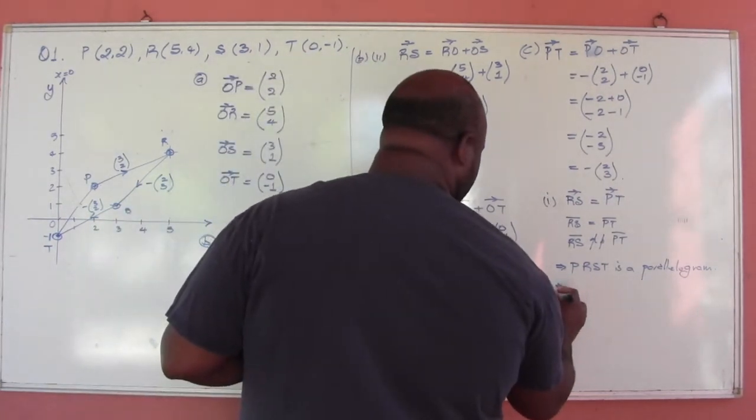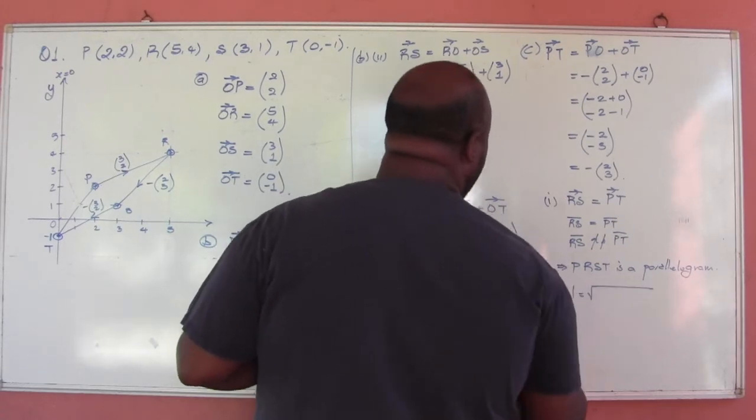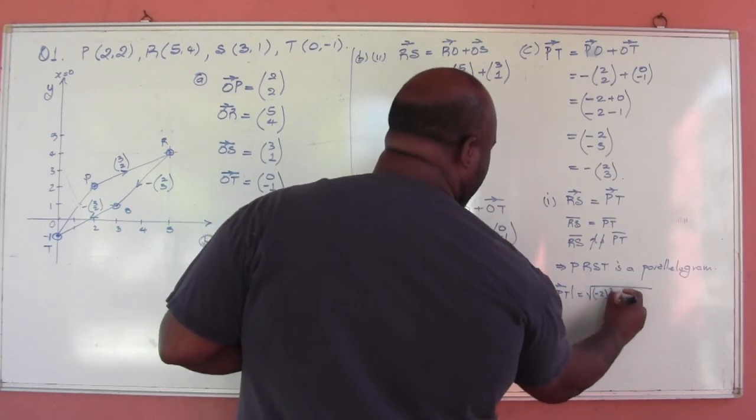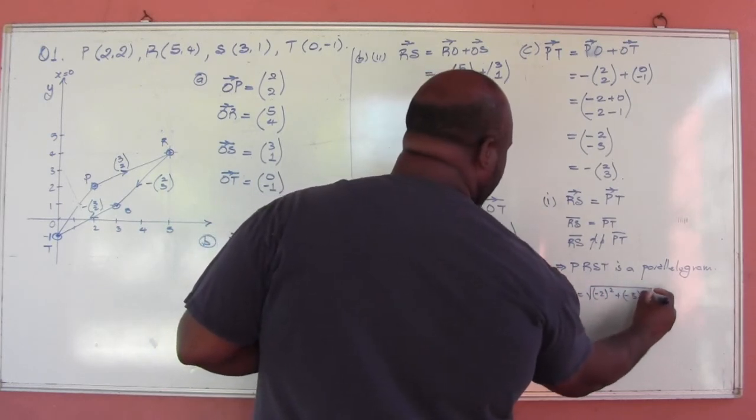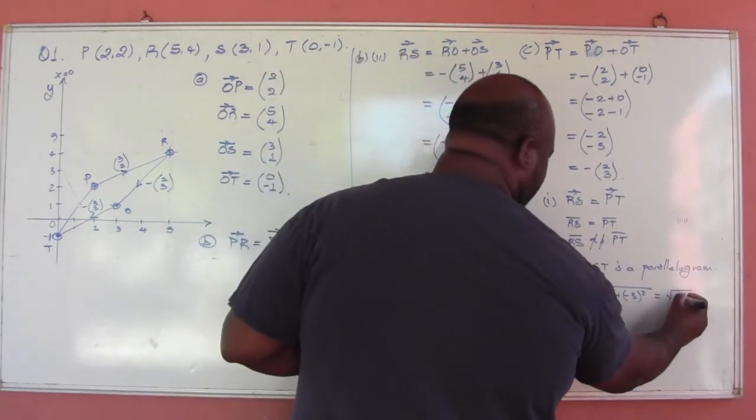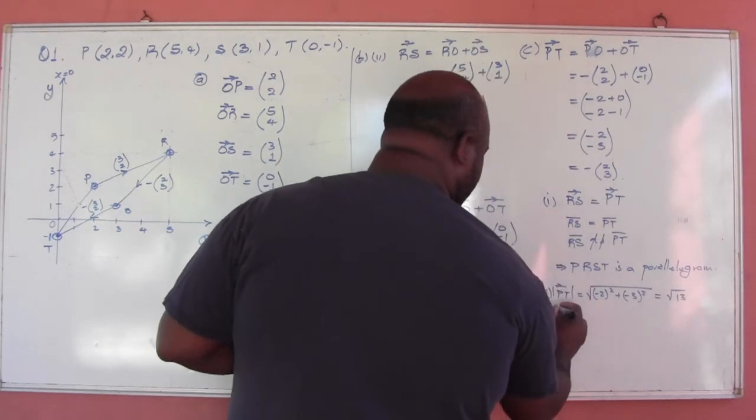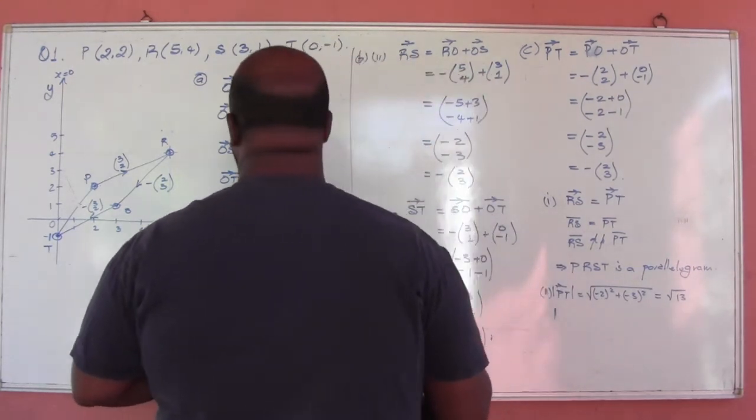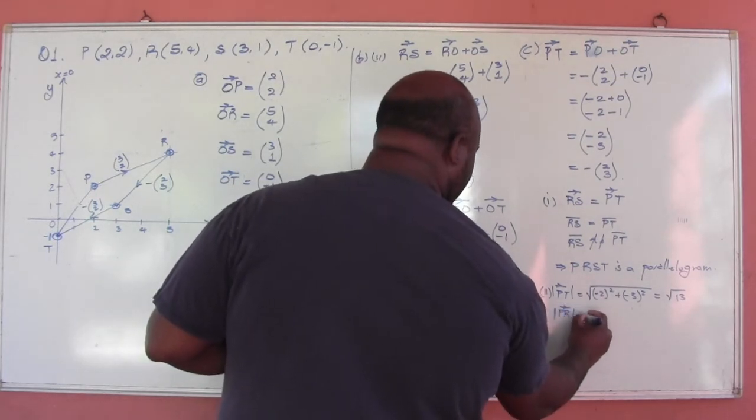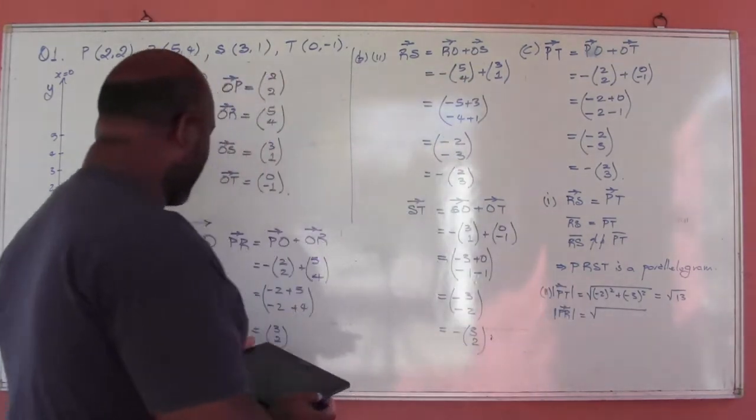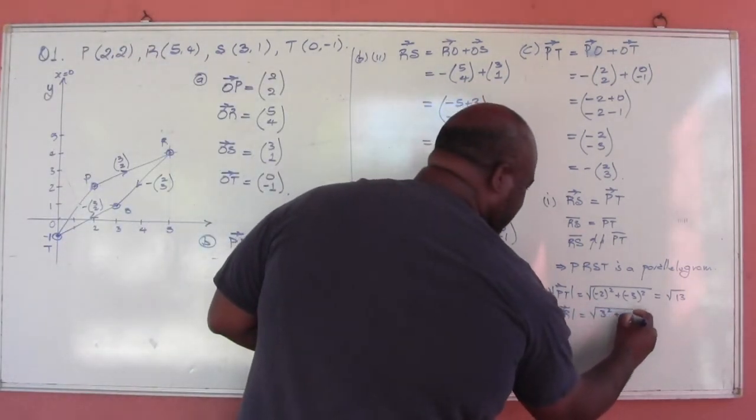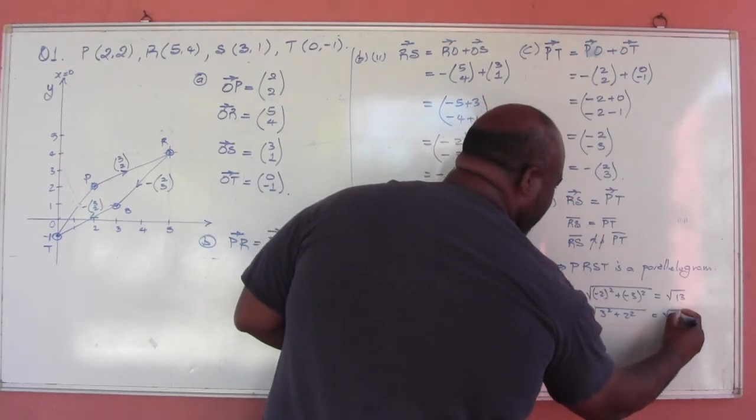The magnitude of vector PT would be equal to the square root of (-2) squared plus (-3) squared, which is equal to the square root of 4 plus 9, which is 13. Then we have PR. The magnitude of vector PR, where PR is (3, 2), is the square root of 3 squared plus 2 squared, which is the square root of 13.